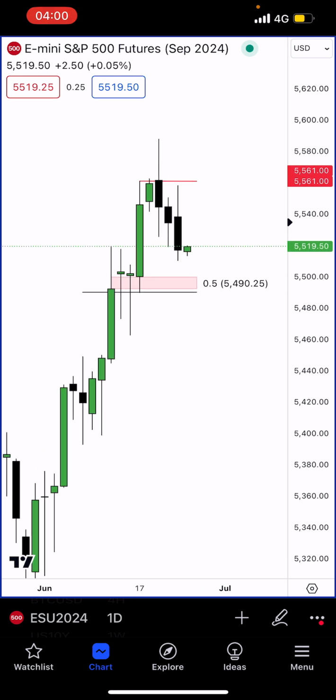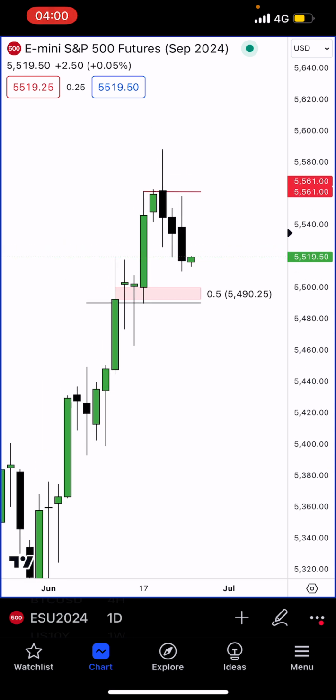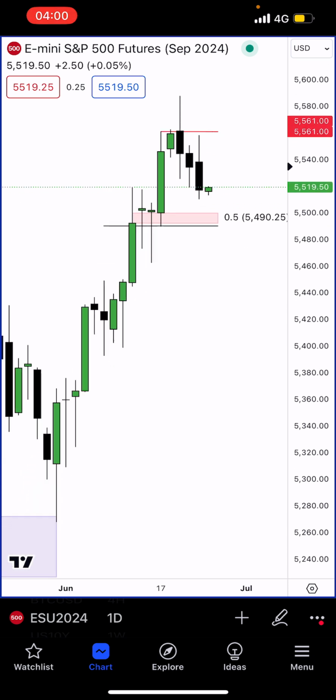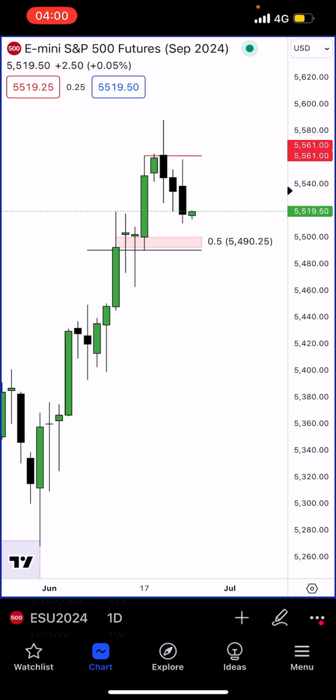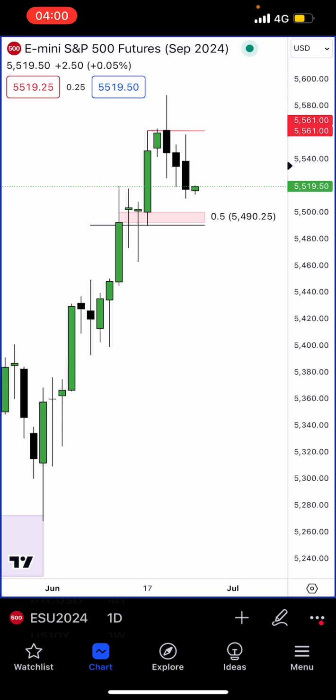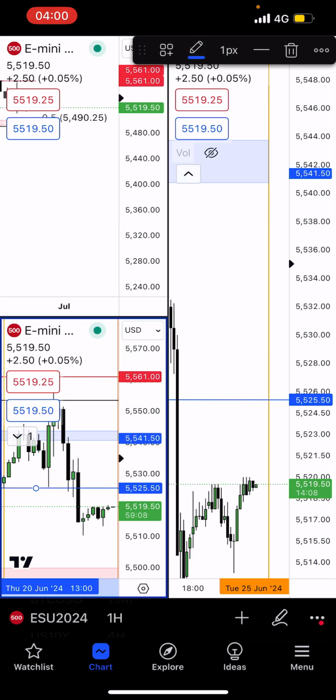Now, this volume imbalance has not been filled via a candle formation. So I do believe that leading into the end of the week, we would see a chance of the price action repricing down to that area. 5,500 is my first point of interest for the week, and 490 and a quarter would be my second point of interest. What we're going to do is have a look at the intraday time frames.